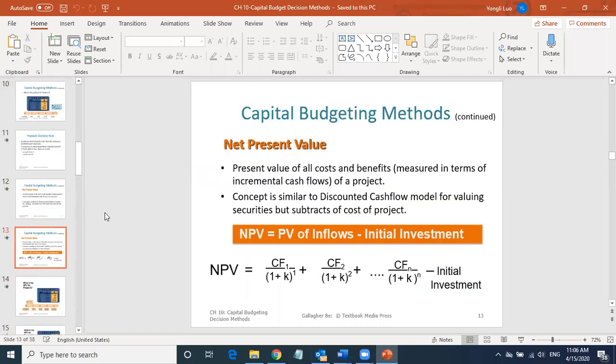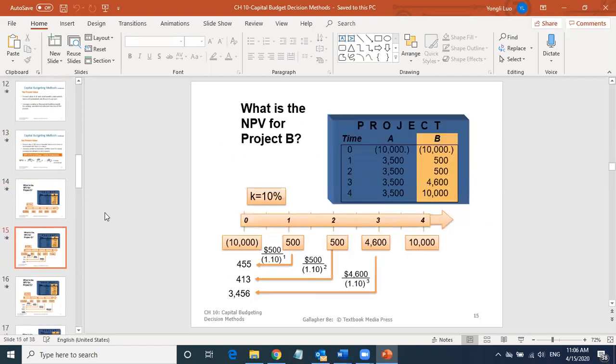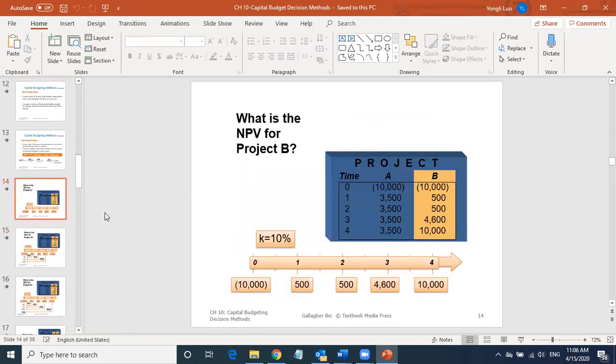Next we talk about net present value. Net present value is very important because it considers the time value of money. The concept you would like to include is the time value of money. So first we include the rate of return, and then you use the net present value function.